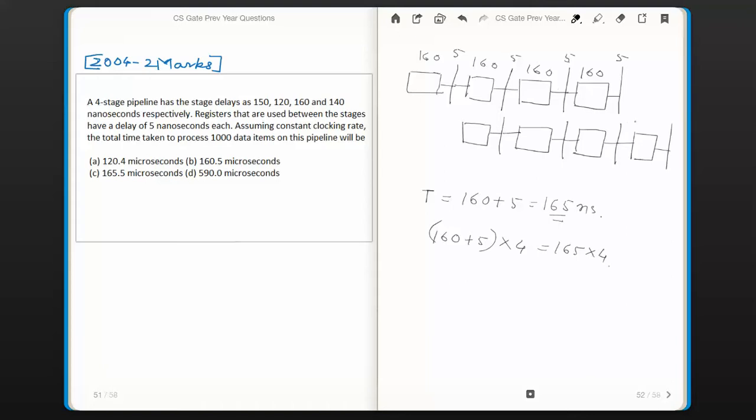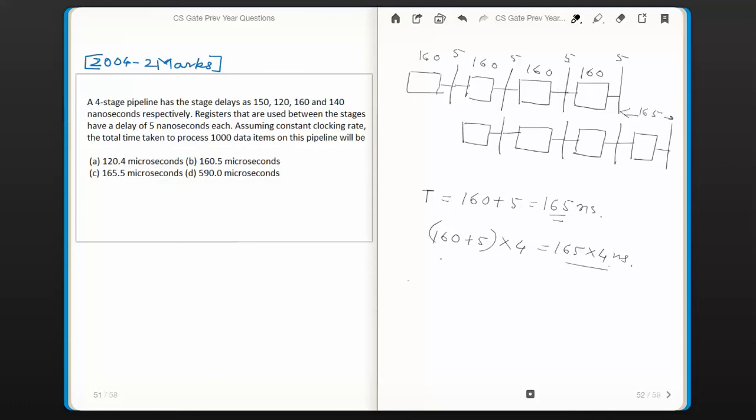and all the subsequent instructions would take 165 more nanoseconds after the completion of the previous instruction. So if you see, the second instruction would take 165 more nanoseconds after the completion of the first instruction. Similarly, the third instruction would take 165 nanoseconds more after the completion of the second instruction. So likewise, after the completion of the first instruction, the subsequent 999 instructions, as in total we need to execute 1000 instructions, right? So after the completion of the first instruction, which is taking this much time, the subsequent 999 instructions would take 165 nanoseconds each after the completion of their respective previous instruction.